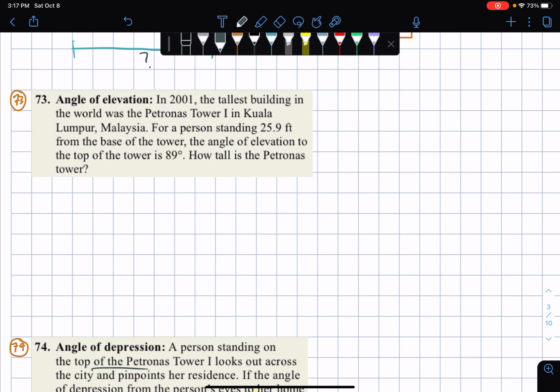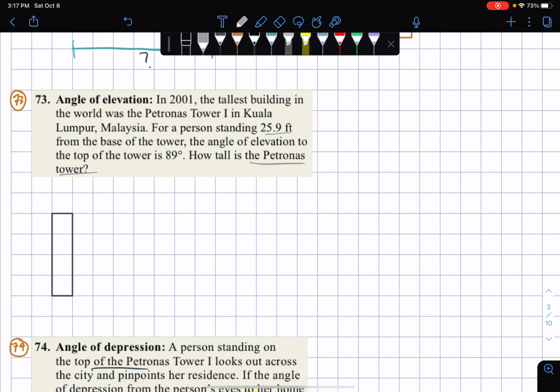Angle of elevation. In 2001, tallest building in the world was the Petronas Tower 1 in Kuala Lumpur, Malaysia. For a person standing 25.9 feet from the base of the tower, the angle of elevation to the top of the tower is 89 degrees. So we're looking for the height of the Petronas Tower. So let's draw. Let's assume that this is what the Petronas Tower would look like. Simple rectangle.